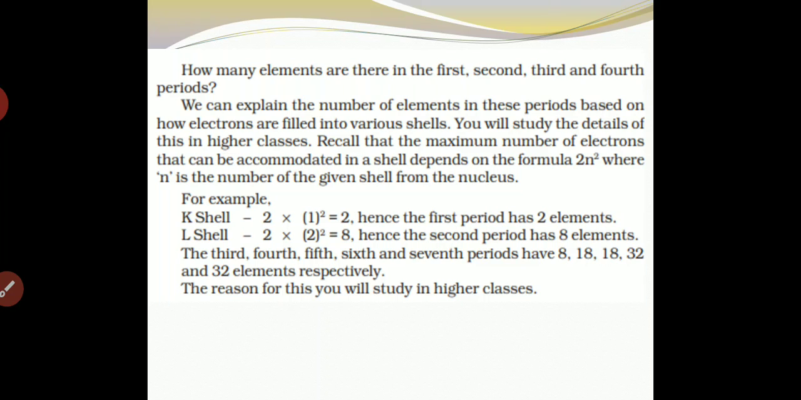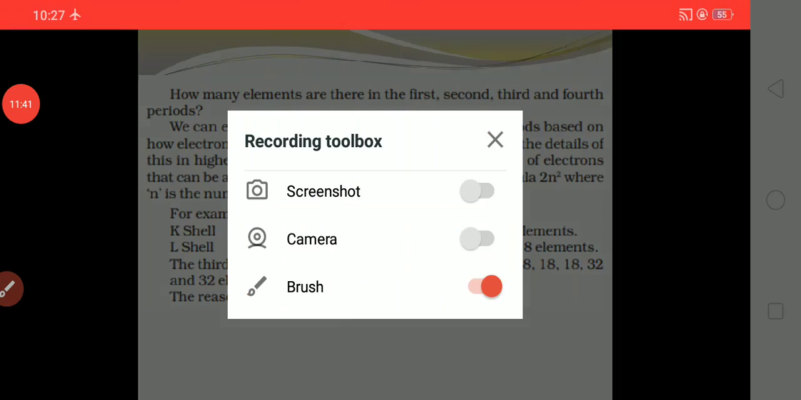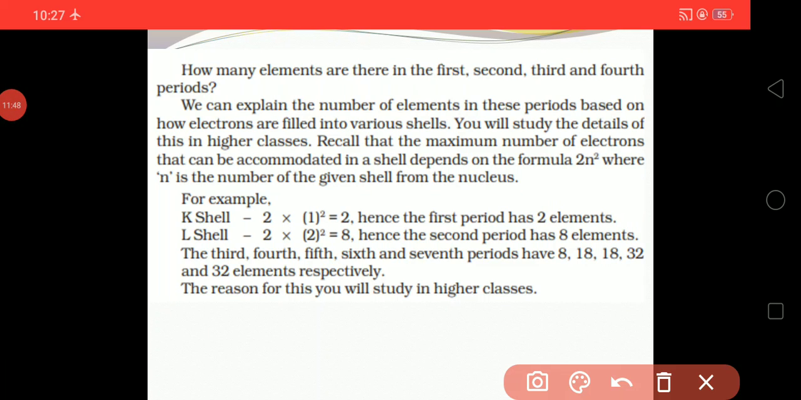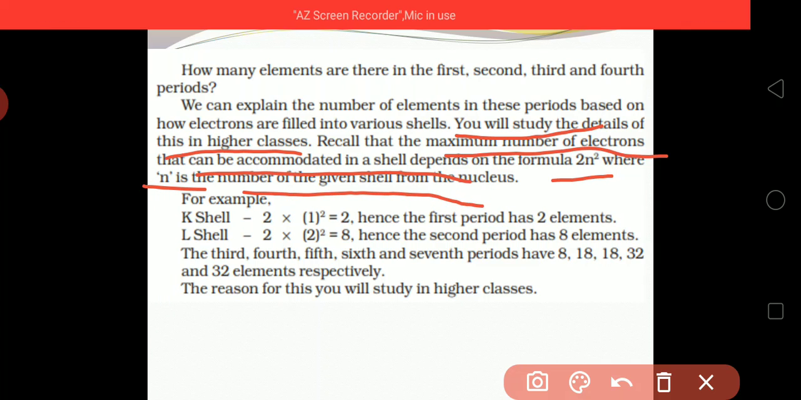How many elements are there in the first, second, third and fourth periods? We can explain the number of elements in each period based on how electrons are filled into various shells. You will study the details of this in higher classes. Recall that the maximum number of electrons that a shell can accommodate depends on the formula 2n squared, where n is the number of the given shell from the nucleus.